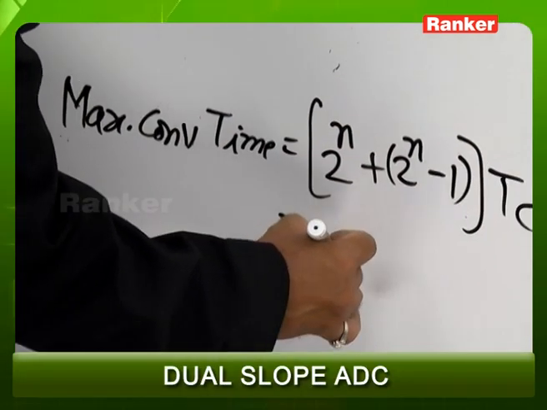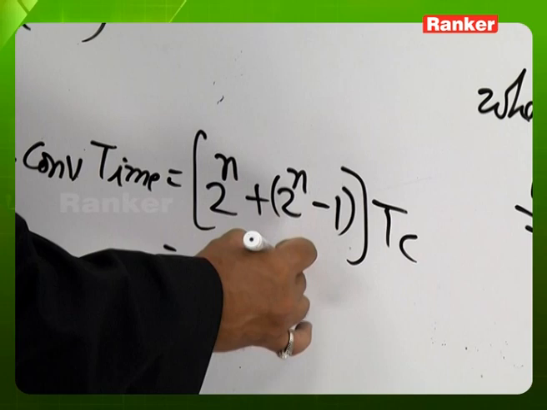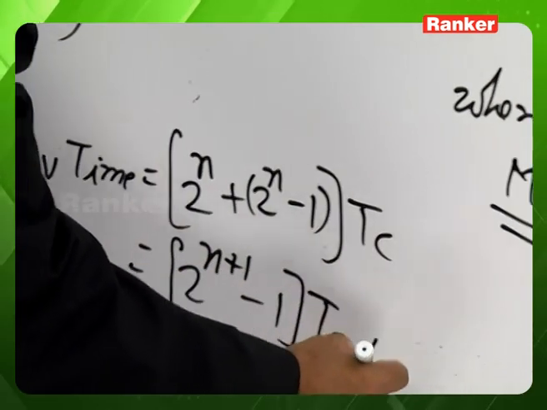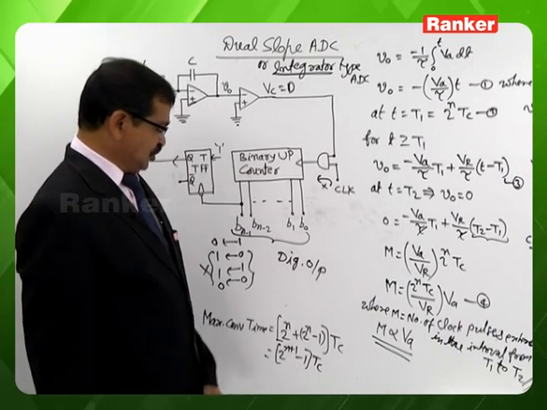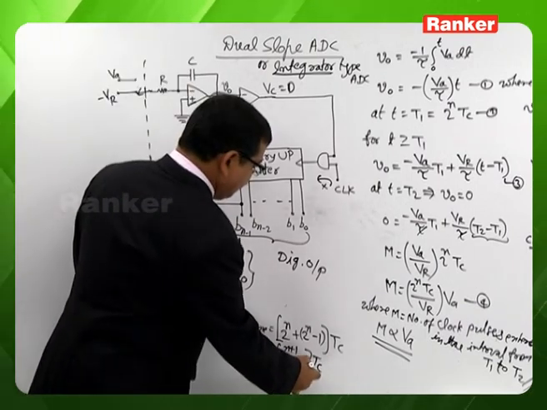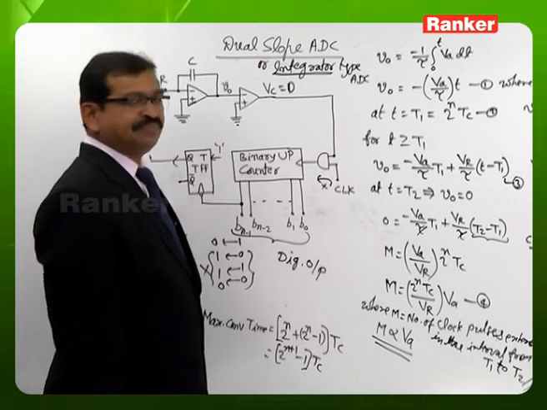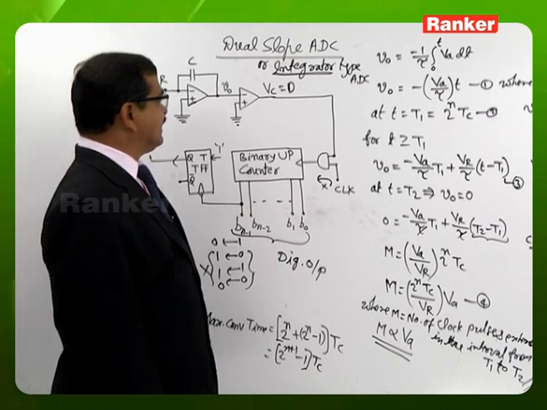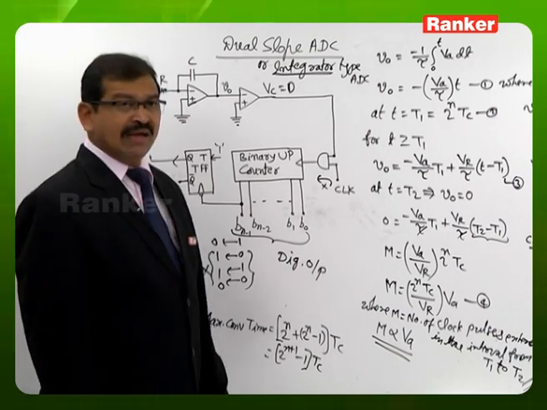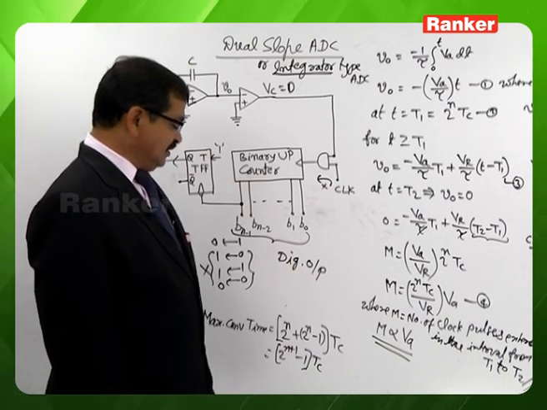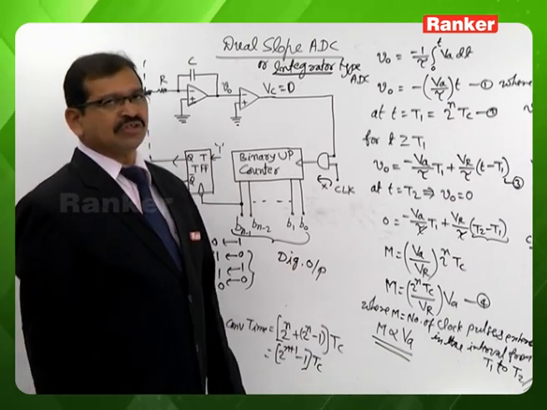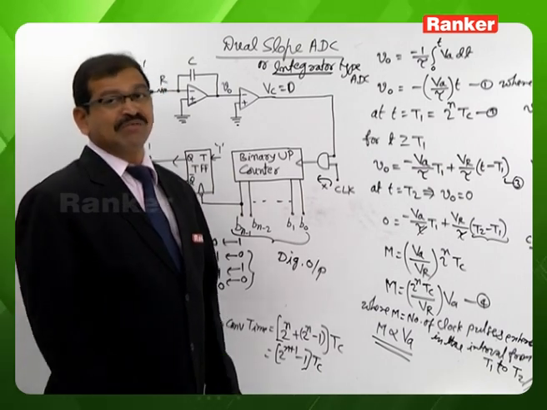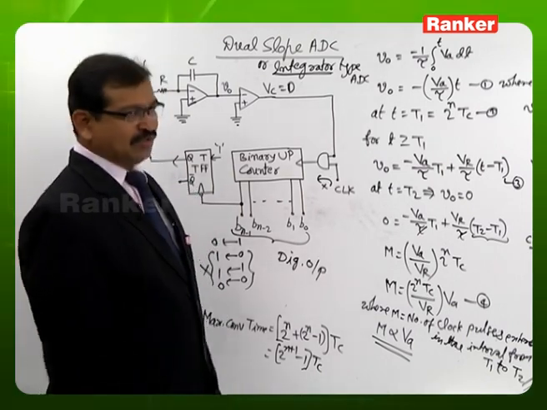So you can look, this is nothing but 2 to the power of (n plus 1) minus 1 into Tc. Comparing with any other analog to digital converter, this integrated type or dual slope analog to digital converter may be having a lengthy conversion time, but its conversion accuracy is good, comparing with other analog to digital converters.